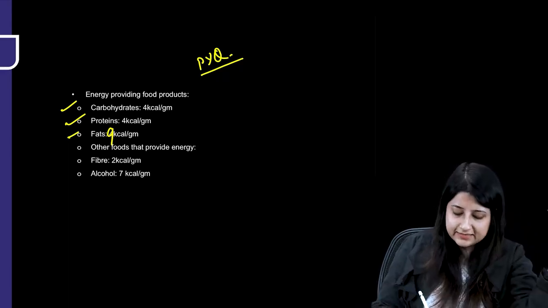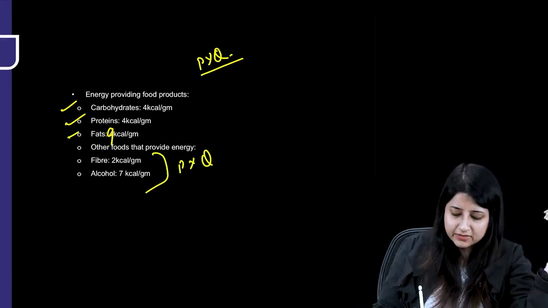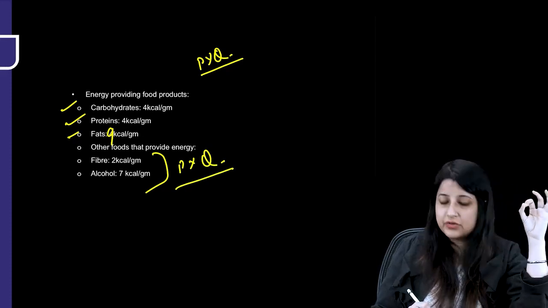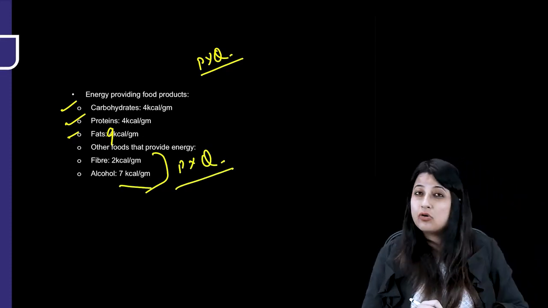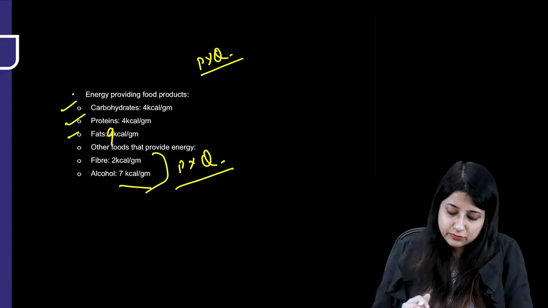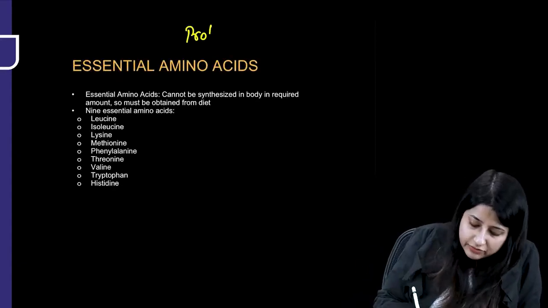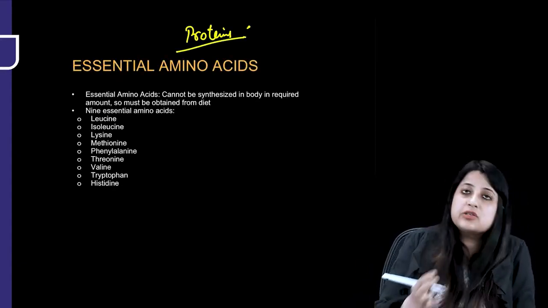Other foods, this has also been asked. Okay, fibers. Per gram of fibers, it gives you 2 kilocalories, and per gram of alcohol, which was also asked, 7 kilocalories once. Now let us quickly talk about some important points from proteins which come as questions.